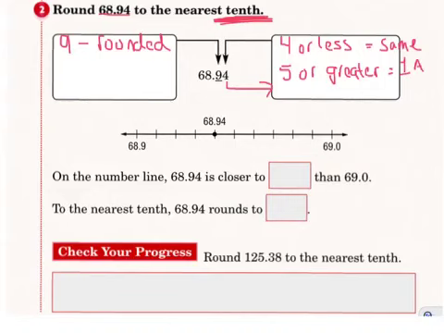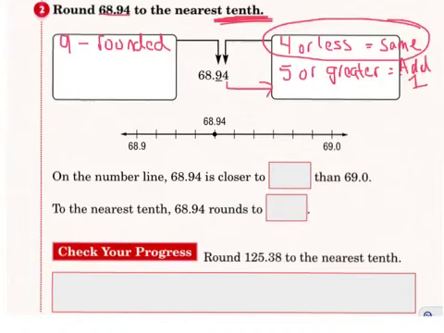Oops. Let me delete that. You're going to add 1. So the 4 is 4 or less, so we're going to keep it the same. Okay? So the 9 that is being rounded, we're going to keep it the same.